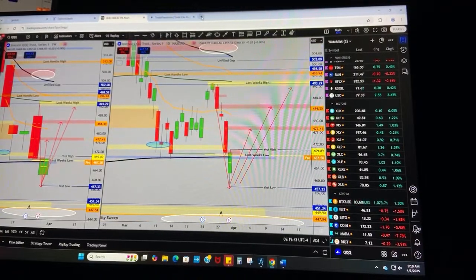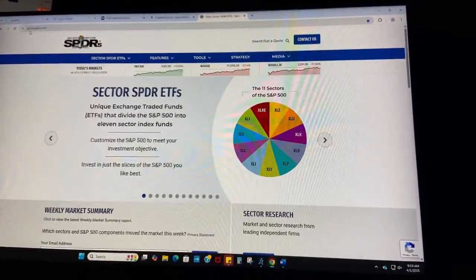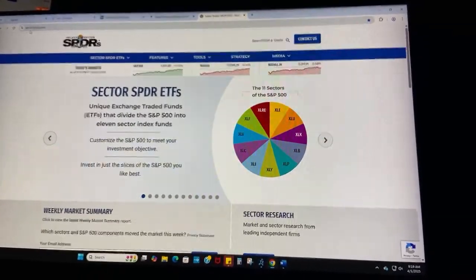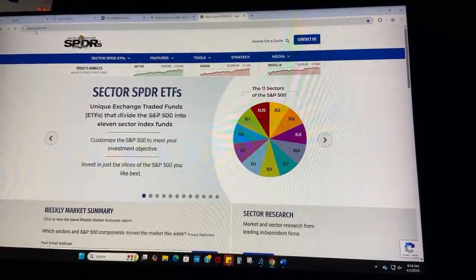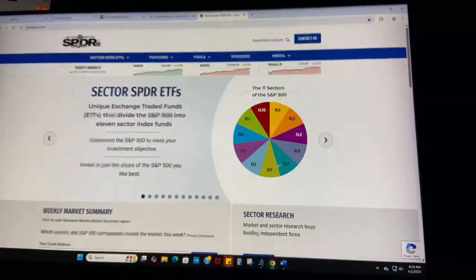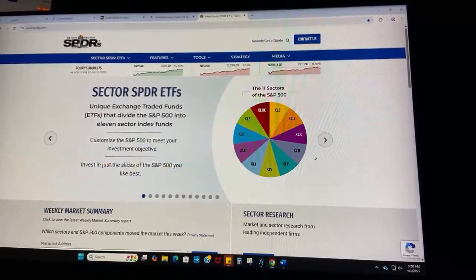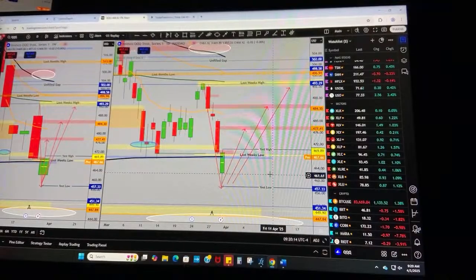These are the Select Sector SPDRs. If you type in Google sector, abbreviate SPDRs, sector spiders, that is the 11 sector breakdown of the S&P 500: real estate, energy, utilities, technology, materials, staples, discretionary, industrials, communications, healthcare, financials, and so on. So you're going to break down this market through sectors.